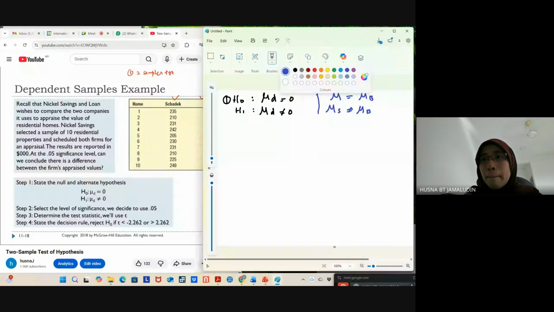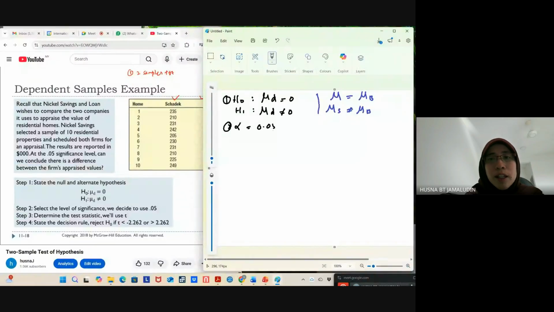Second, the same thing, they will give you alpha equal to 0.05. Third, dependent. Okay, so how would you know this is dependent when they are giving you two different companies? You will think, well, this is an independent sample. So why is this called a dependent sample?